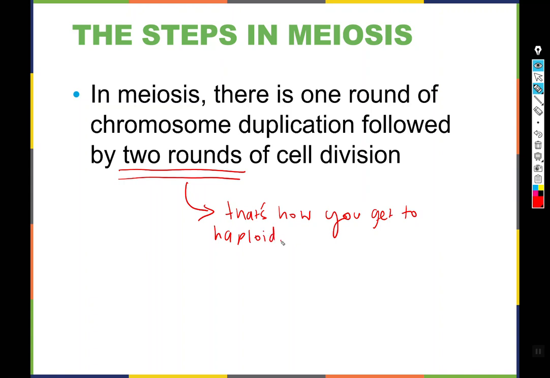Now, I could, on the exam, theoretically ask you to compare and contrast meiosis and mitosis, and one similarity that they share is in both cases there is one round of chromosome duplication. So chromosomes are duplicated one time, both before mitosis and before meiosis. And then a difference, you could say, would be that in meiosis, there are 2 rounds of cell division rather than just one.